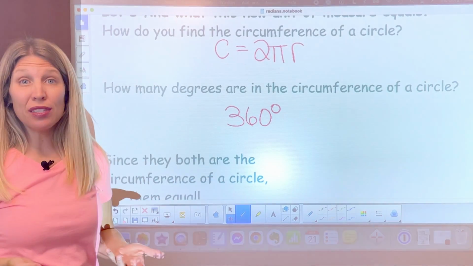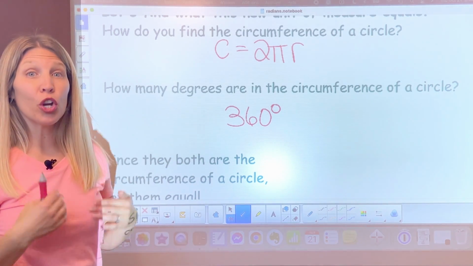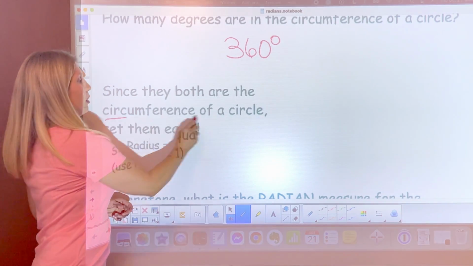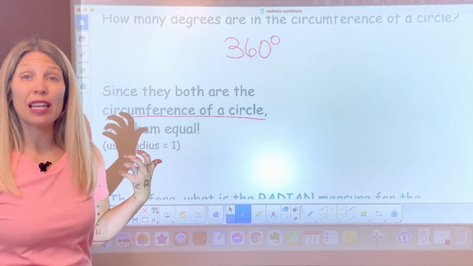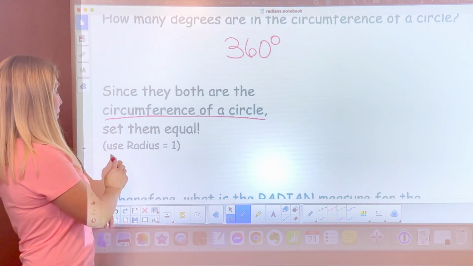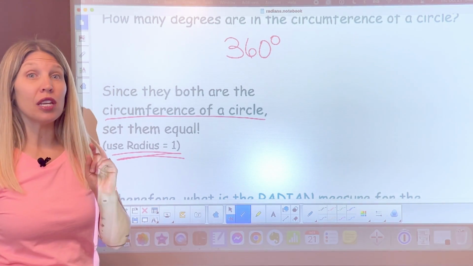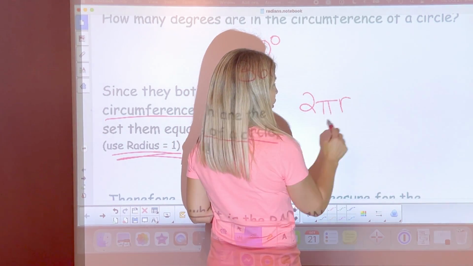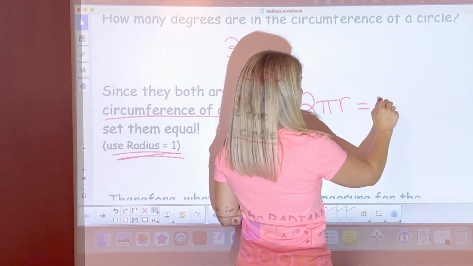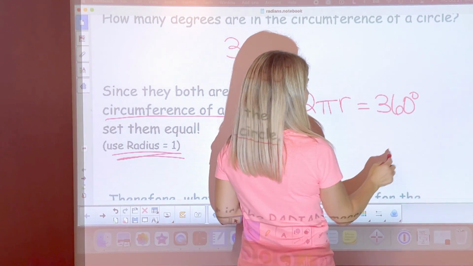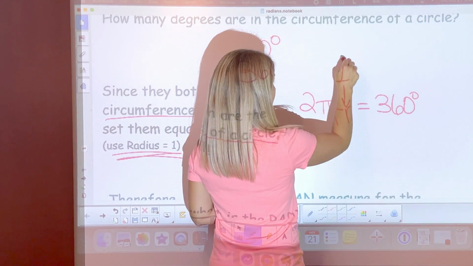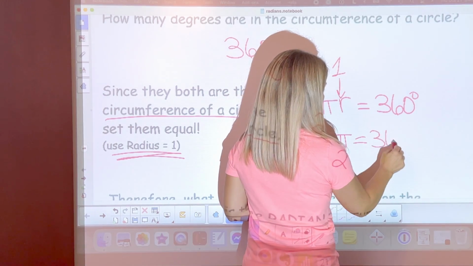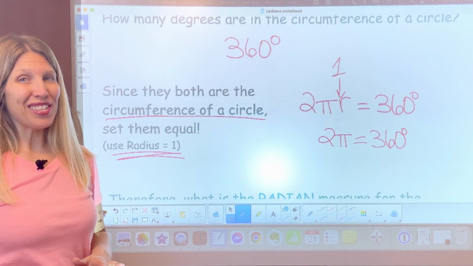So these are both two pieces of information that you've known in the past that we're going to use to help you explain radians. Since we both know that those reference the circumference of a circle, we can set them equal to each other, and we're going to make sure the radius that we're going to use is 1. So we know that 2 pi r is the circumference of a circle, and circle circumference equals 360 degrees. And we're going to let r be 1, which means that's going to drop out. So 2 pi equals 360 degrees. You with me so far?